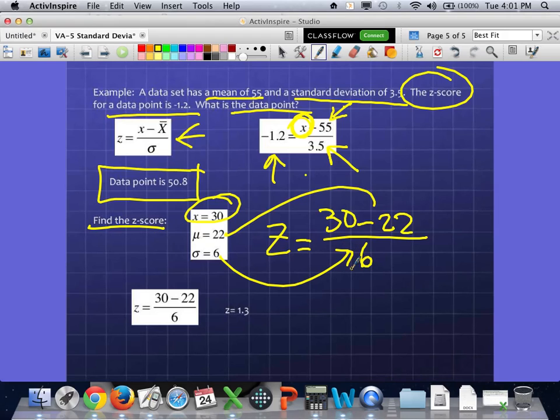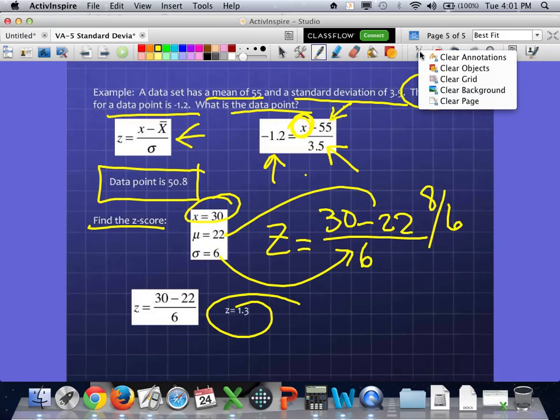Okay, so 30 minus 22, and then hit enter, and then divide by 6. So 30 minus 22 is 8. 8 divided by 6 is 1.6. Okay? So it's very, very simple to use. Not a problem. They give you this formula on the SOL, so you don't have to worry about memorizing that. You just have to know how to use it.